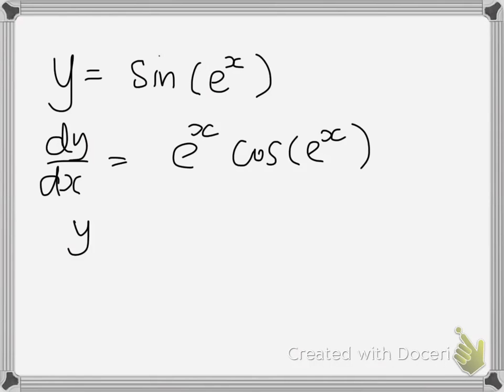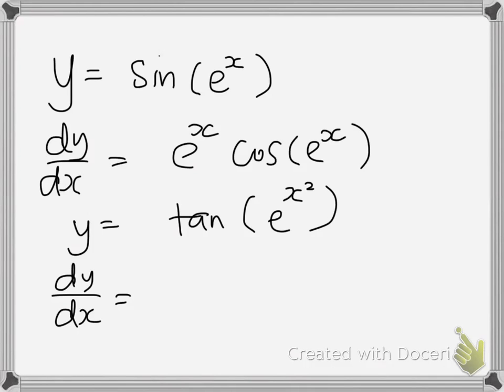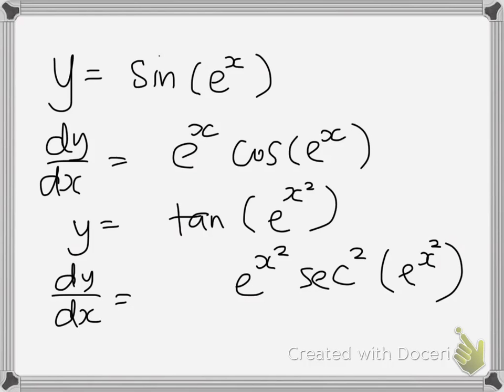Okay? So even if it is tangent, no different, right? So dy/dx is, tangent is secant squared. And then you differentiate e, then you get e to the power x squared. And then you differentiate that x squared, you get 2x.